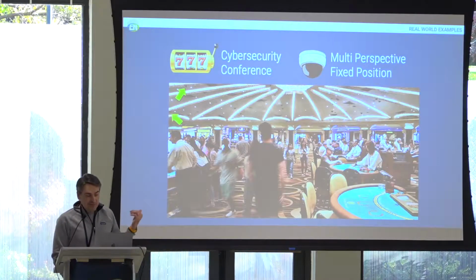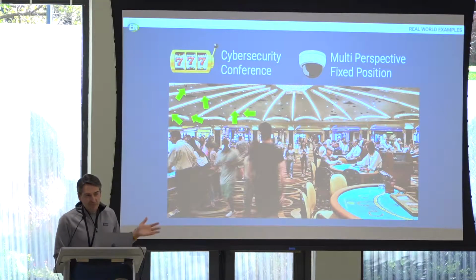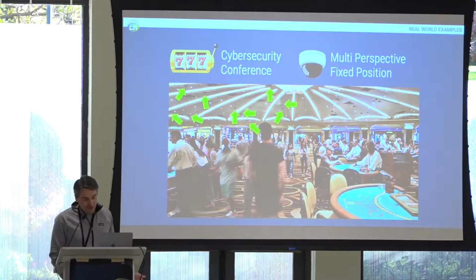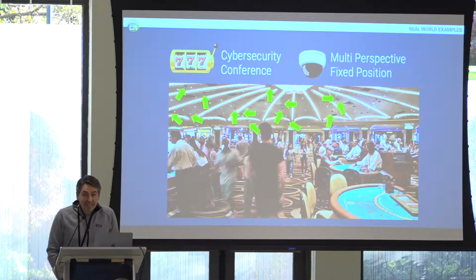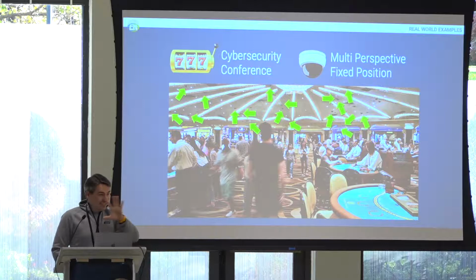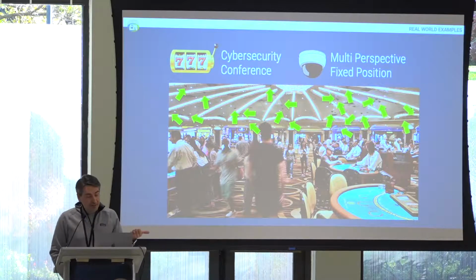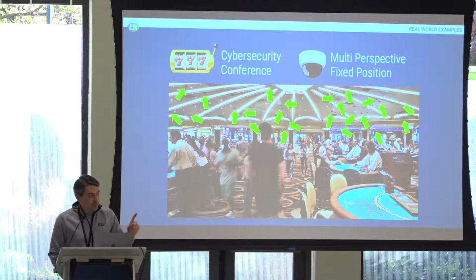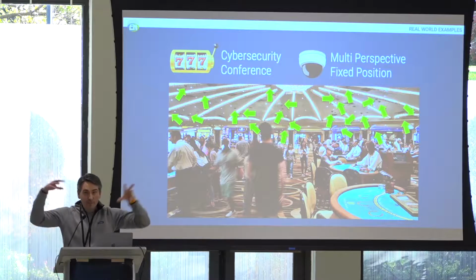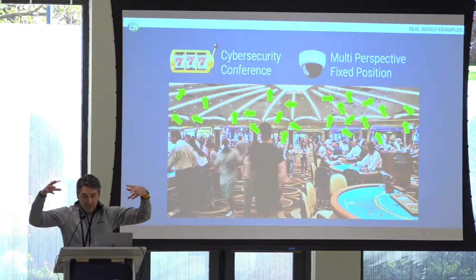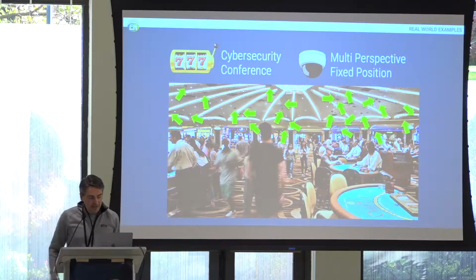Now, if we change our view, this is any cybersecurity conference, Black Hat, or a casino. What we see here is 22 cameras, just in this one view. It's multi-perspective, but they are also fixed position, right? They've got a lot of different dimensions of visualization of the total attack surface.